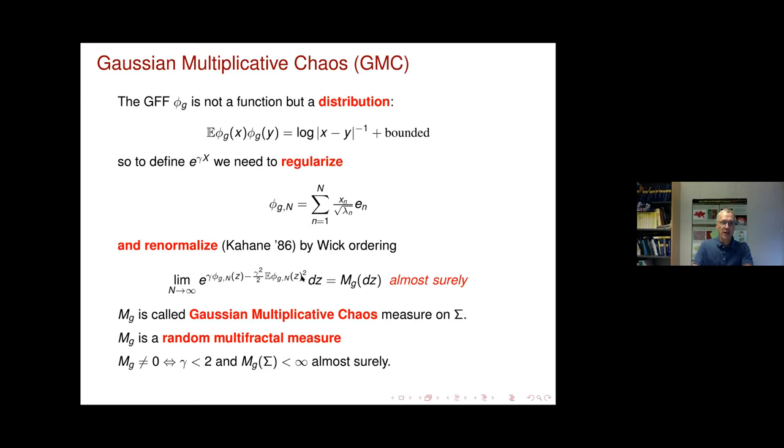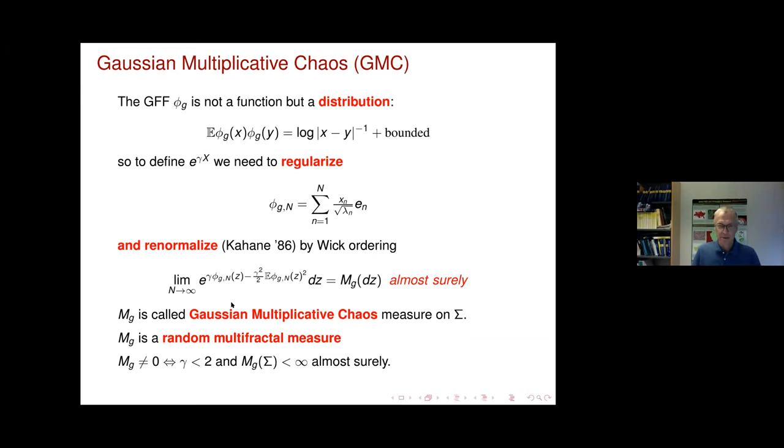The right way to look at this object is actually to think about it as a measure. Once you take this limit, this measure, multiplied by Lebesgue measure, is a random measure. As n goes to infinity, this random measure converges almost surely in the weak sense to a limit. The limit is a very well-known and much-studied object in probability. It's called the Gaussian multiplicative chaos measure on the surface.